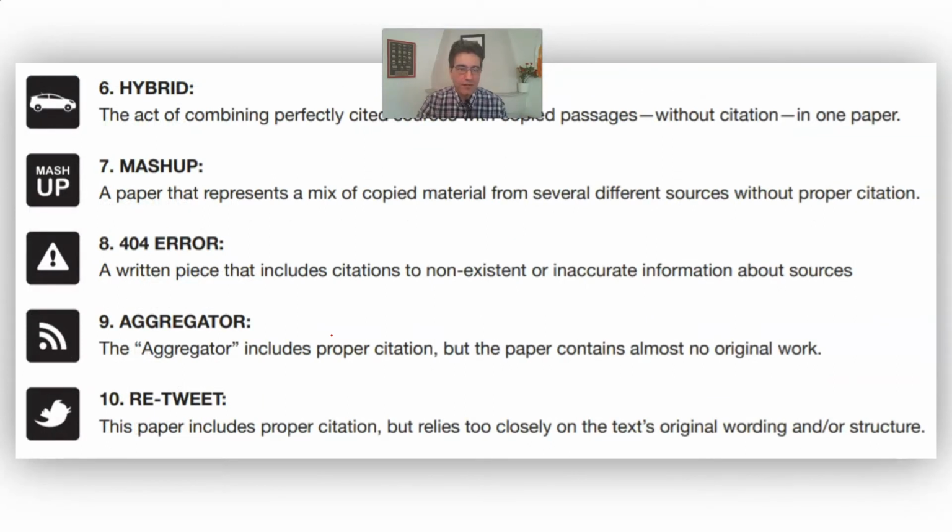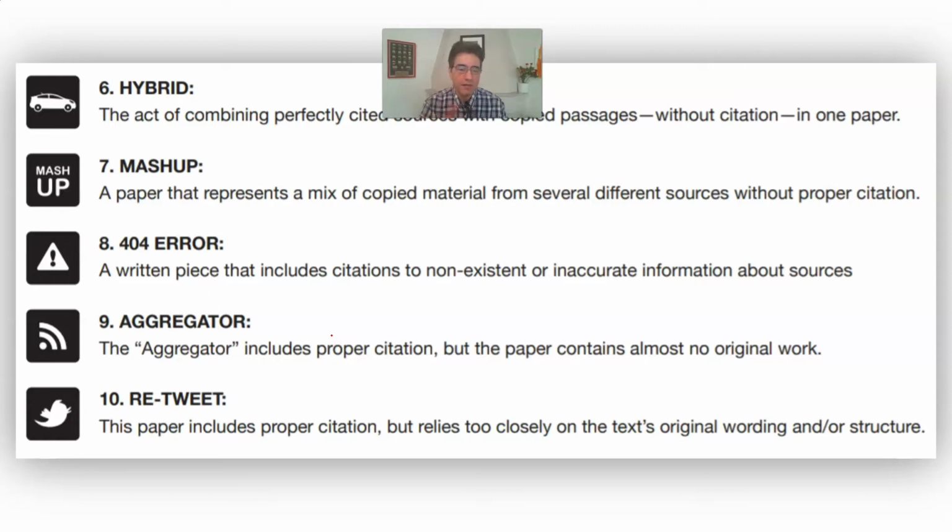Then you have other things like what they call the hybrid, which is combining perfectly cited sources with copied passages without citation in one paper, the mashup, the 404 error, a written piece that includes citations to non-existent sources, so just lying basically about a source. Aggregator includes proper citation but with no original work. And the retweet paper includes proper citation but relies too closely on the text's original wording.